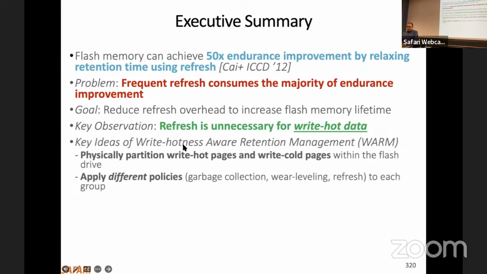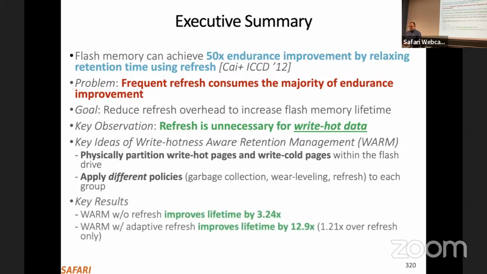The key observation is that refresh is unnecessary for write-hot data. So our key idea of write hotness aware retention management is that we physically partition write-hot pages and write-cold pages within the flash drive. And we apply different policies like garbage collection, wear leveling, and refresh to each group, meaning that for write-hot pages, you don't really need to refresh them much. Yeah, I can see there are some similarities.